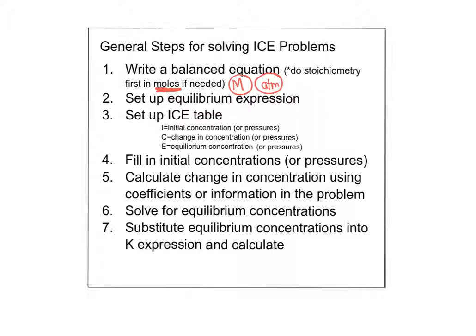Once you have your balanced equation, you can set up your equilibrium expression. That's your K equals the products divided by the reactants. And you can set up your ICE table, I, C, E, and fill in your initial concentrations or pressures. Calculate the change, so this is your minus x's or your plus 2x's based off the problem and the coefficients, and then you'll solve for E. Remember, I plus C equals E. And then once we have E, we can substitute those little algebra statements into the K expression and solve for x.